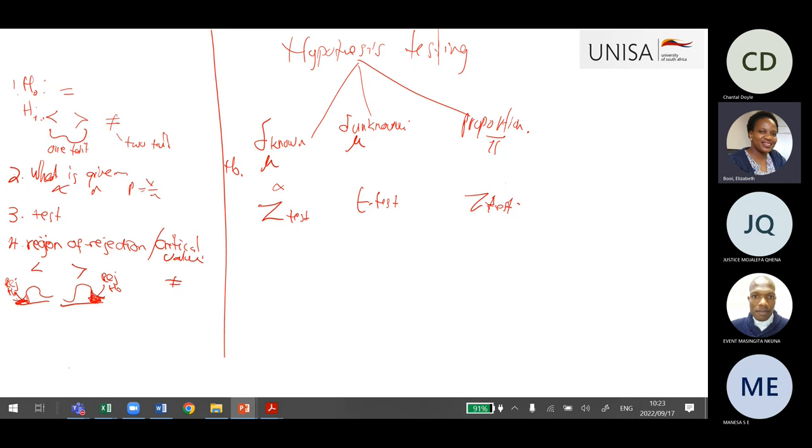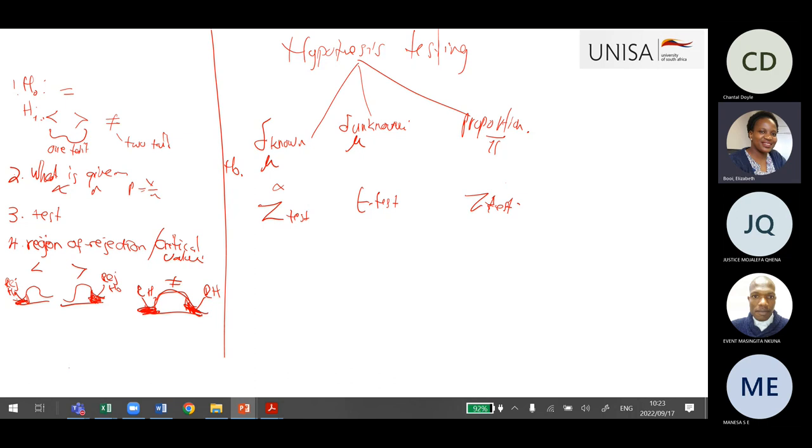For a not equal, the rejection area is on both sides. Anything that falls here, you reject H naught. Anything that falls here, you reject H naught. That is step number four. You need to find the critical value.